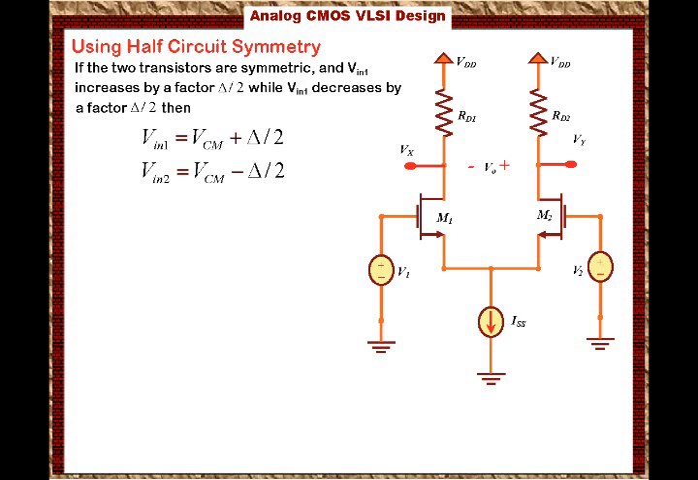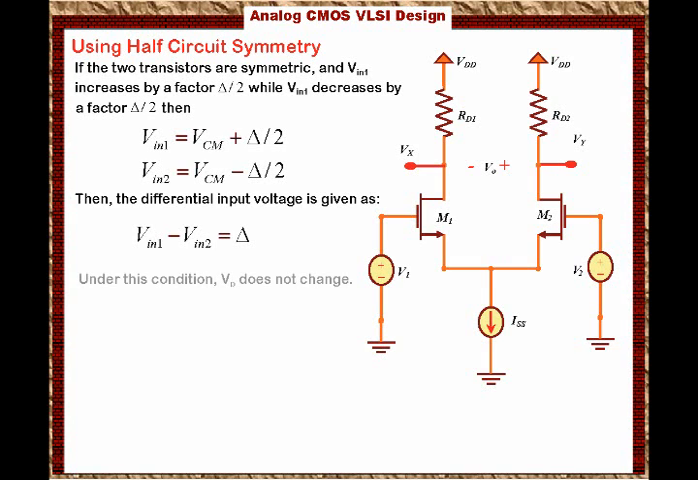Under these two conditions, we can state that the differential input voltage is given as Vn1 minus Vn2, which will equal delta. So over here we defined Vn1 minus Vn2 equals delta, which is the differential voltage of the input. Under this condition, Vp, which is the voltage at the source, doesn't change. And this is critical to the derivation of the half circuit.